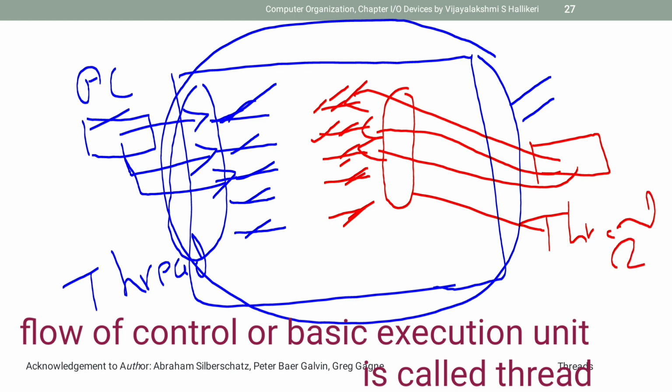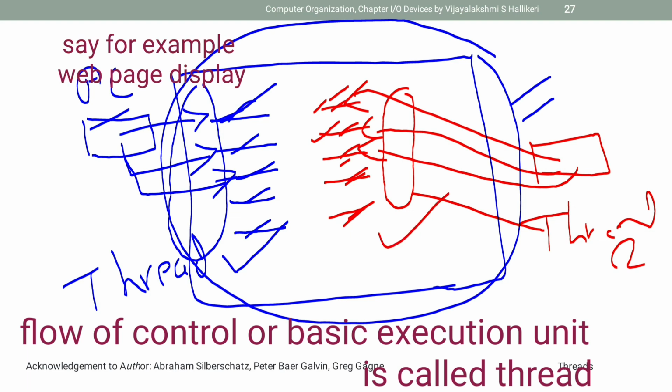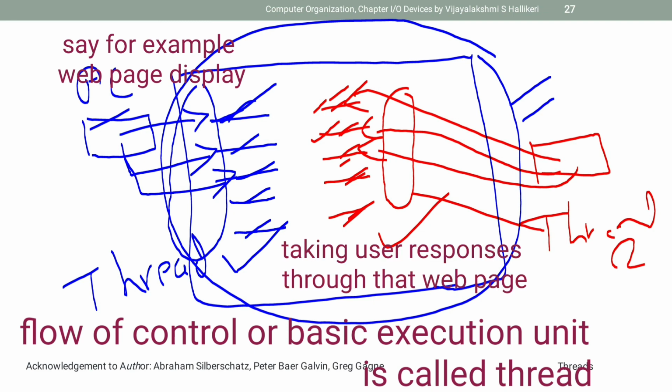So how many flows of control are here? Two. Then how many threads are there? We can say two. This set of instructions is doing one task. This set is doing another task. So both the tasks are done at the same time.